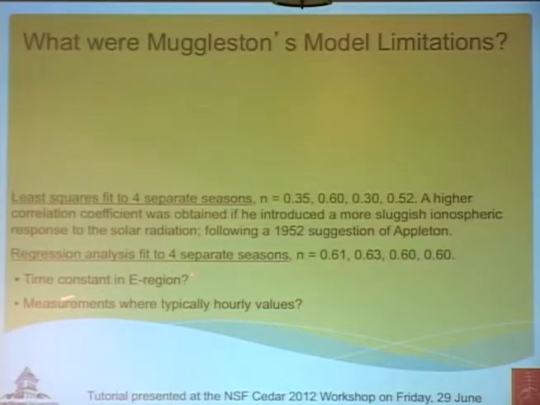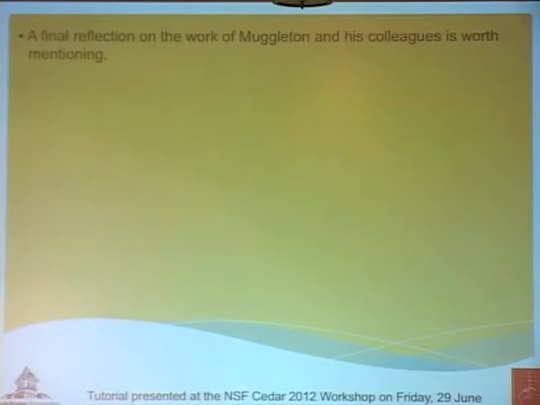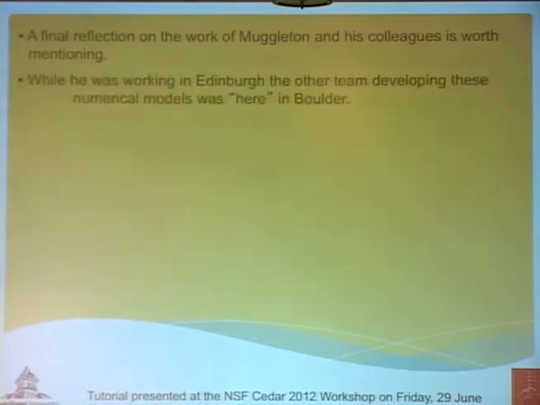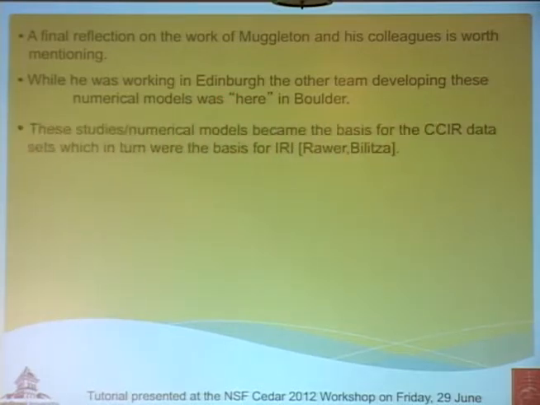Okay, but his work is kind of important. His time constants we'd pick on, and measurements were typically only hourly values. So catching sluggishness with hourly values is a little bit interesting anyway. But there's a final reflection on this work. While he was working in Edinburgh, the other team developing these same numerical models was here in Boulder. Now, I know we're in Santa Fe, but had we been in Boulder, it'd been brilliant. The two teams are the Scottish team in Edinburgh and the boys in Boulder. And between these two, they were looking at this problem in the early 70s.